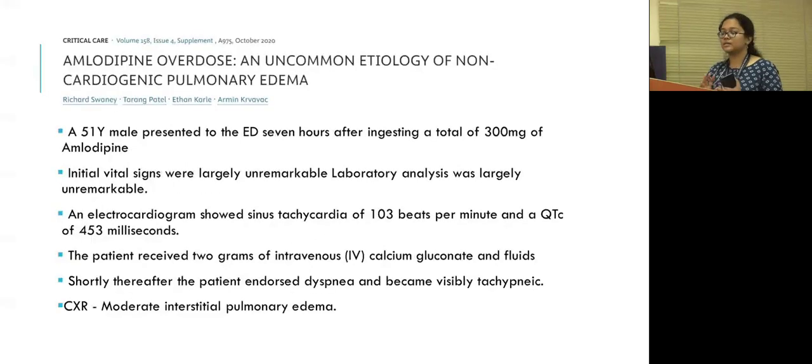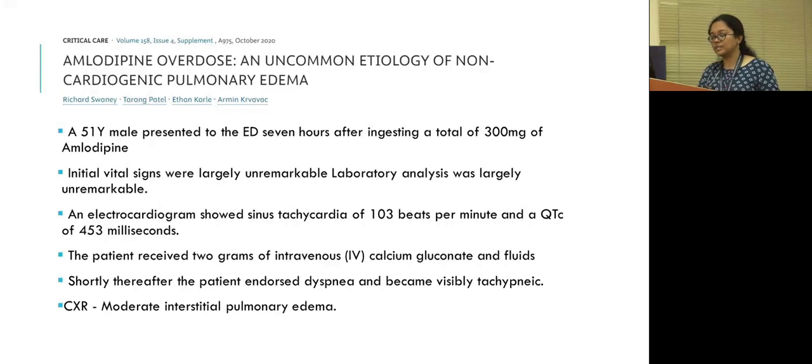Just to look at the two case reports which show the extent of severity of an amlodipine overdose. The first was a case report of a 51-year-old male who came to the ED 7 hours after ingestion of 300 mg of amlodipine. Initially, the vital signs were all unremarkable, even the laboratory analysis was normal, and the ECG had only sinus tachycardia and a QTc of 453.